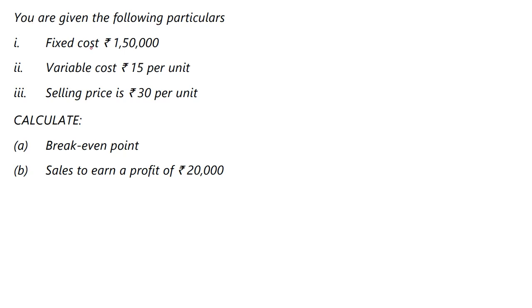You are given the following particulars: fixed cost, variable cost per unit, selling price per unit, break even point, and sales to earn a profit of 20,000 is asked. I want to make a small table as a working note over here. So we have particulars, rupees per unit, and amount in terms of rupees.